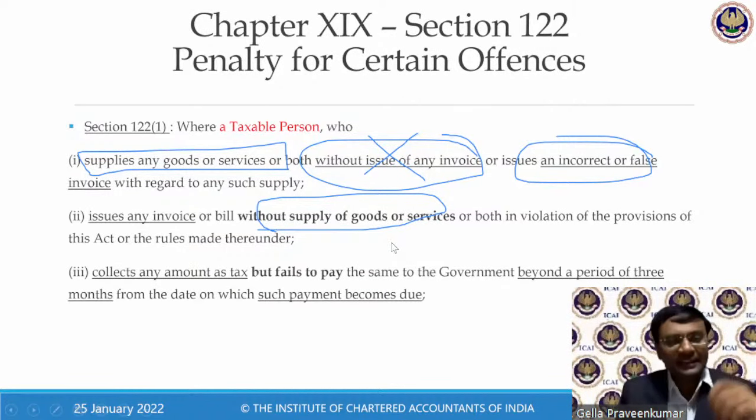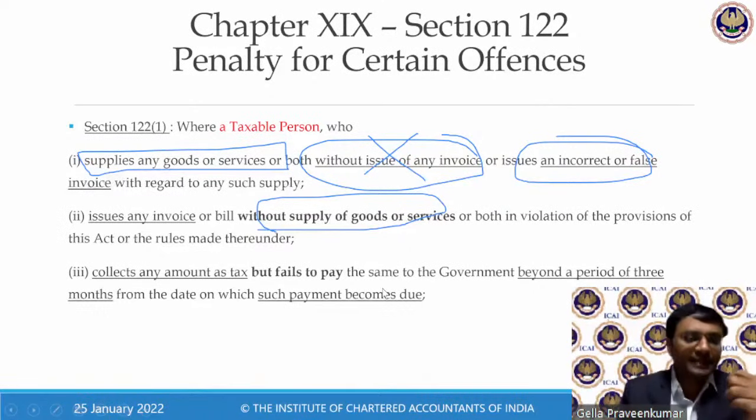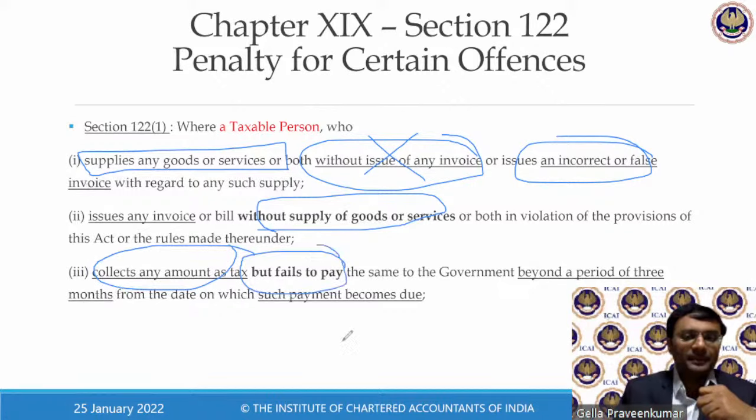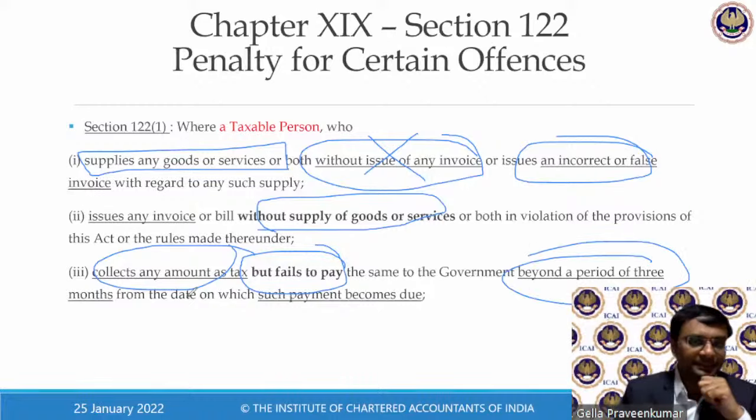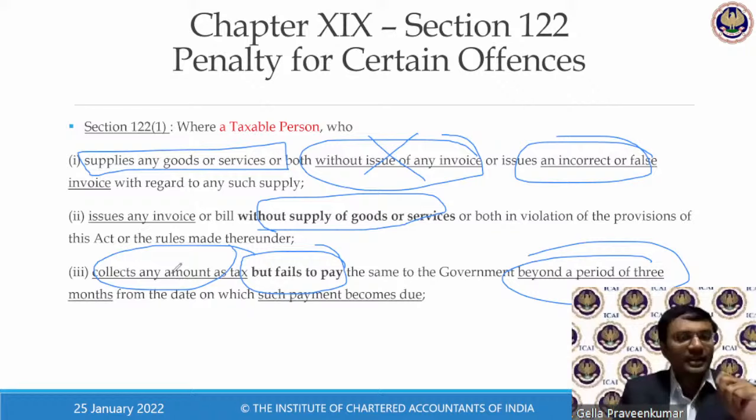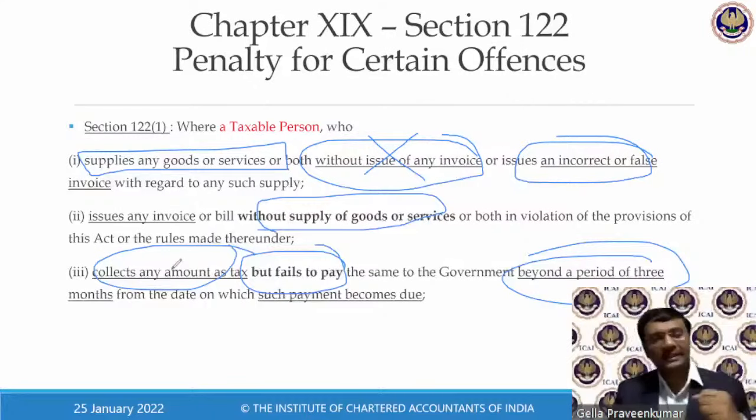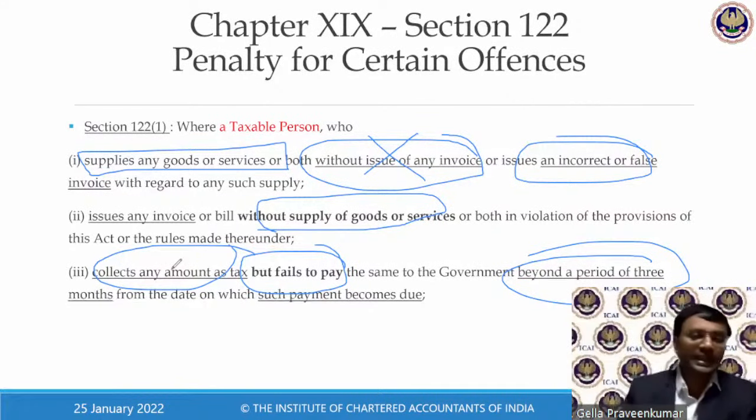Collects an amount as tax but fails to pay the same to the government beyond 3 months from the date on which such payment becomes due. Now, what is happening here? Money was collected as tax. This was not paid to the government beyond 3 months.